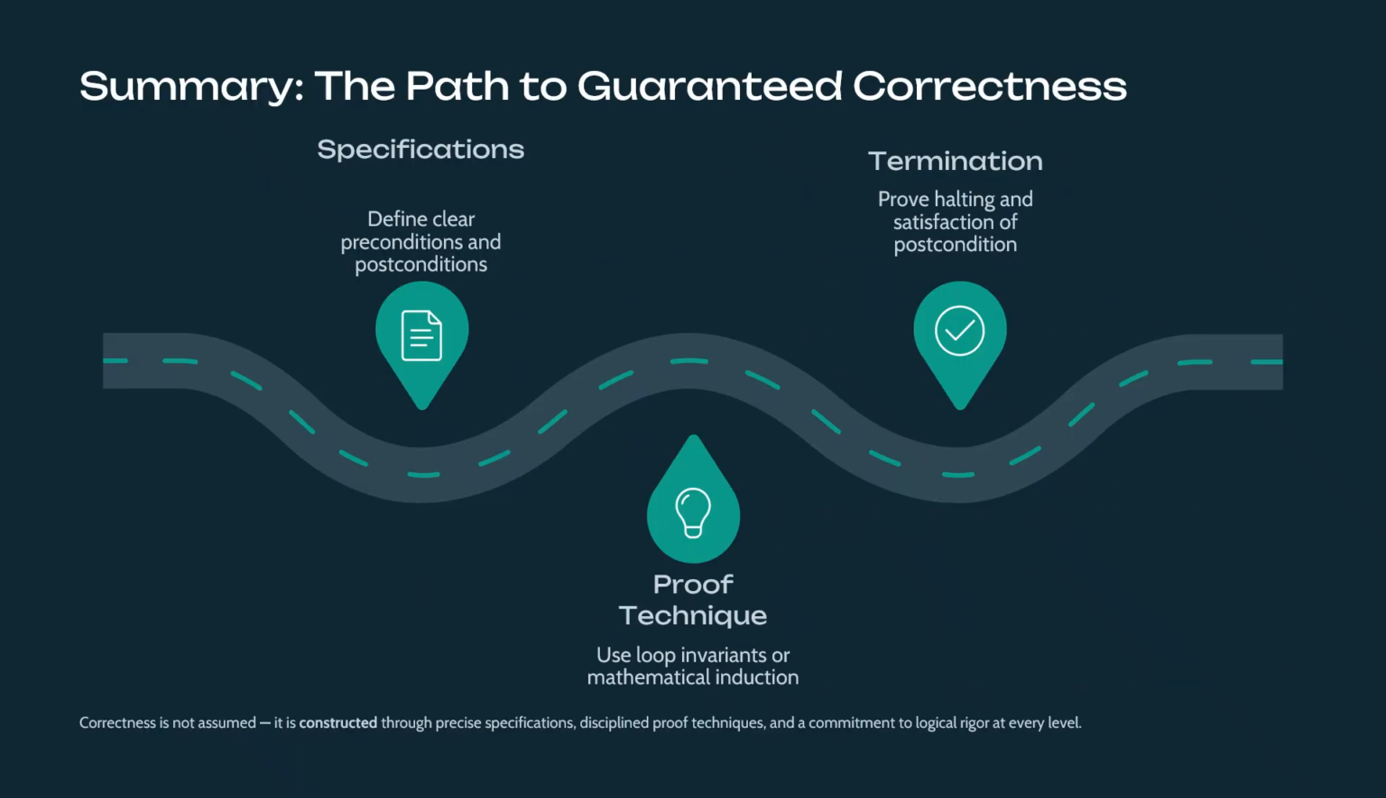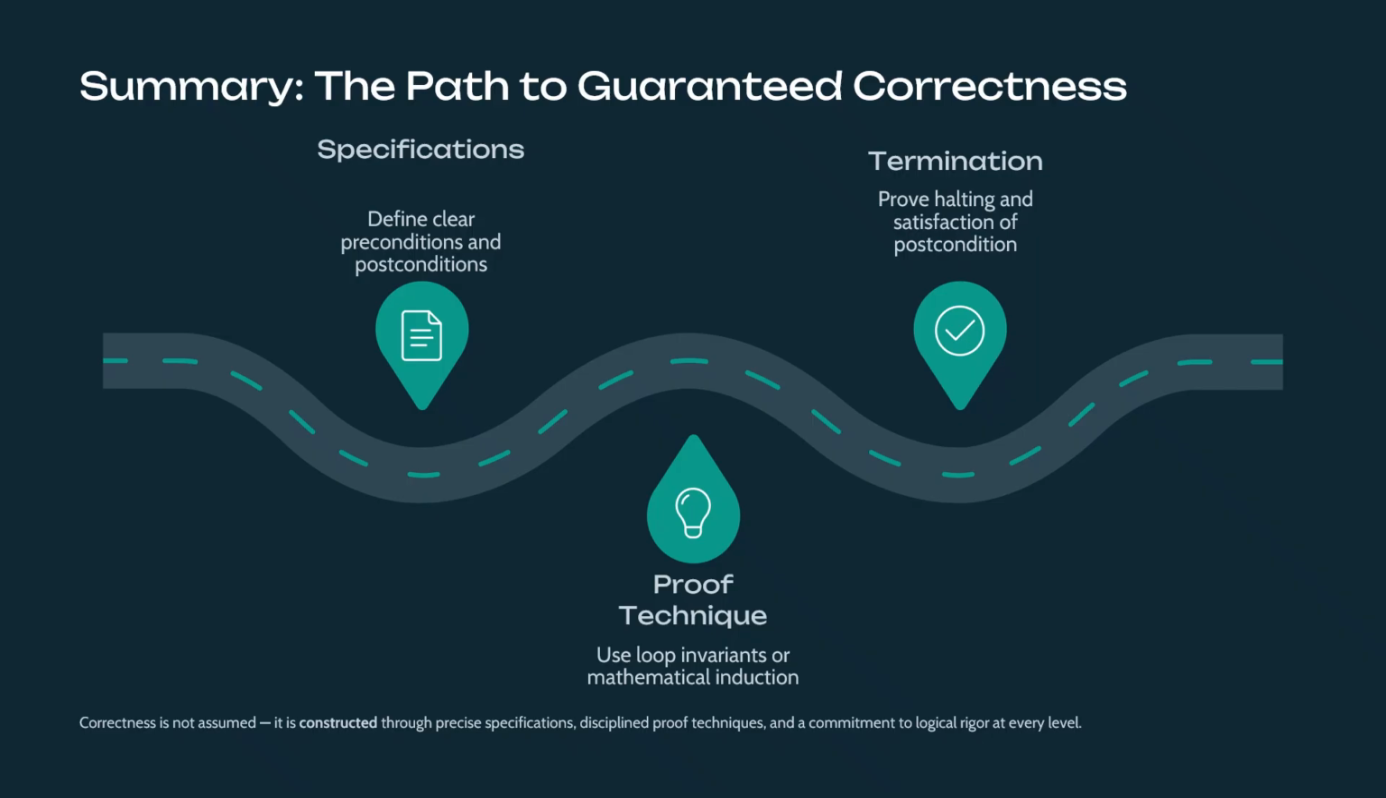Title: Summary: The Path to Guaranteed Correctness. Let us summarize the complete correctness verification process. The first step is writing precise specifications. These specifications define the preconditions and postconditions. Next, we choose the appropriate proof technique. Loop invariants are used for iterative algorithms. Mathematical induction is used for recursive algorithms.